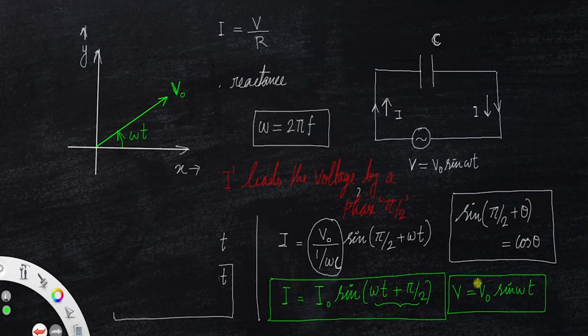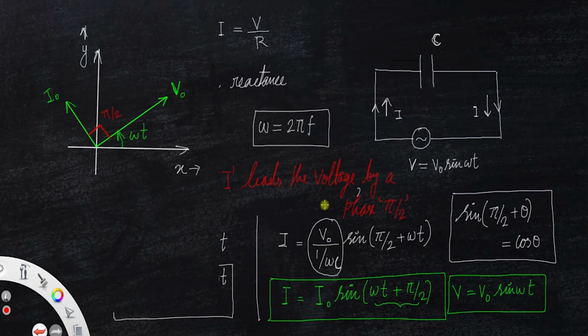We know the peak current is always ahead of voltage, so you have to draw the current like this. Clear? This is the value of peak current, and the phase angle between the voltage and current is always 90 degrees, pi by 2. Clear? So this is the phasor diagram of a purely capacitive circuit.